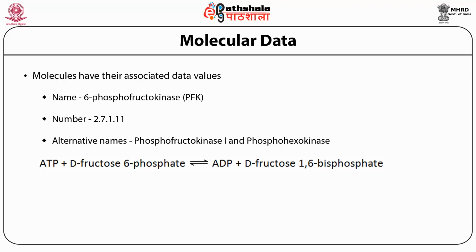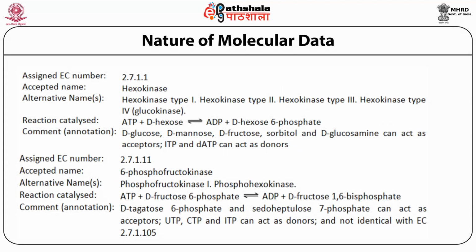In the same manner, all other enzymes have data values about their accepted name, assigned number, alternative names, reaction catalyzed, and annotated information. But data values will be different for each enzyme. That is, each enzyme will have different accepted name, different assigned number, different alternative name, different reaction catalyzed, having different annotations. Let us take a look at the nature of data for some enzymes involved in glycolysis.